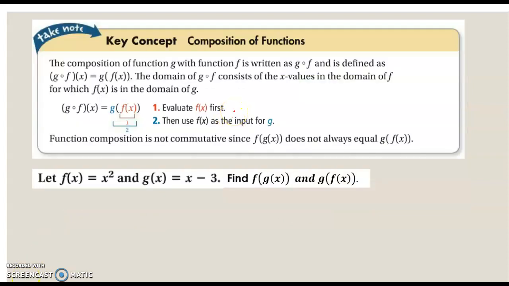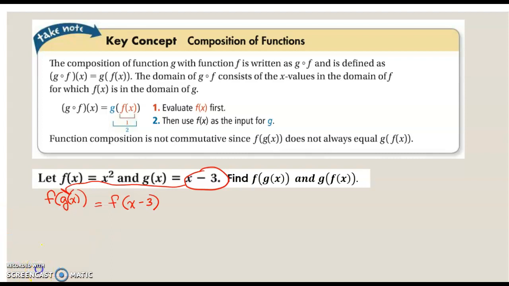All right, so lots of times it'll be strictly in symbols. F of x equals x squared and g of x equals x minus 3. Find f of g of x and g of f of x. Well, f of g of x means I'm going to take that whole g of x and put it in where x is. So f of x minus 3.